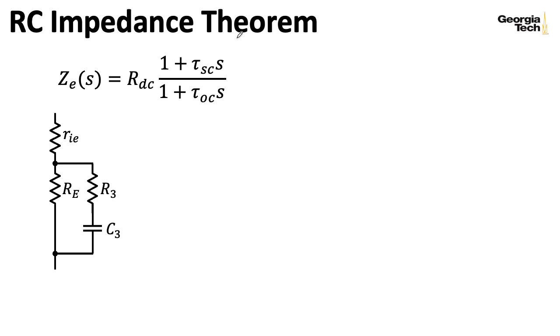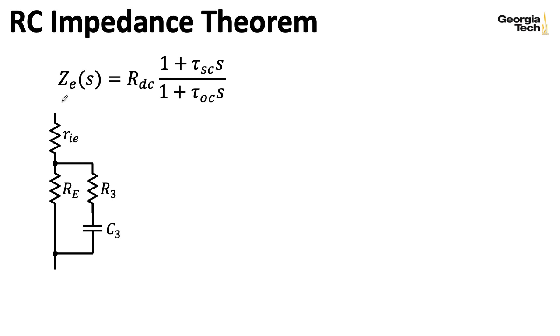And this will get a little confusing because to use this theorem, I'm going to compute a short circuit time constant and an open circuit time constant. But this use of the term short circuit and this use of the term open circuit are different than the short circuit time constant method that I've been using all of this lecture and the open circuit time constant method I'm going to use for high frequency analysis in a future lecture. This is two different uses of the term short circuit time constant.